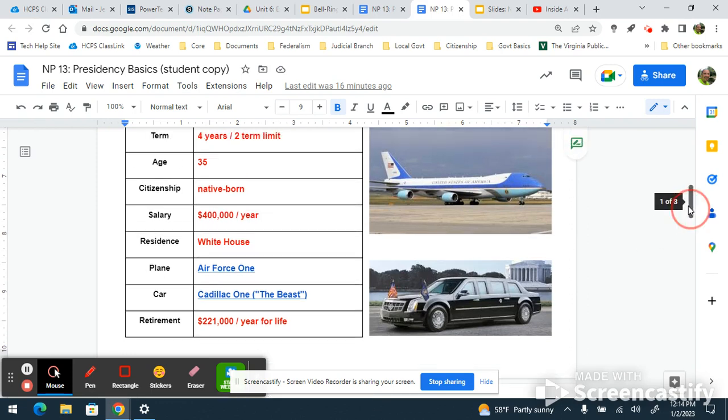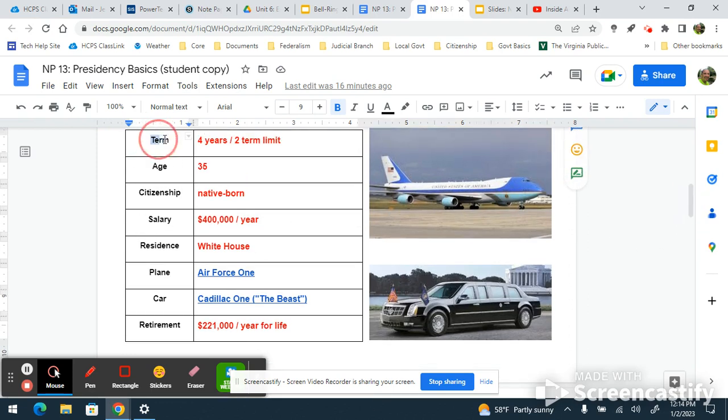Some basic information about the presidency. If you're elected president, you have the job for a 4-year term, and you can be elected for 2 terms. The Constitution only gives 3 requirements or 3 qualifications to become president. One is that you have to be at least 35. The other qualification, you have to be a native-born U.S. citizen. The Constitution does not permit a naturalized citizen to become president. The third qualification is you had to have lived inside the U.S. for a number of years.